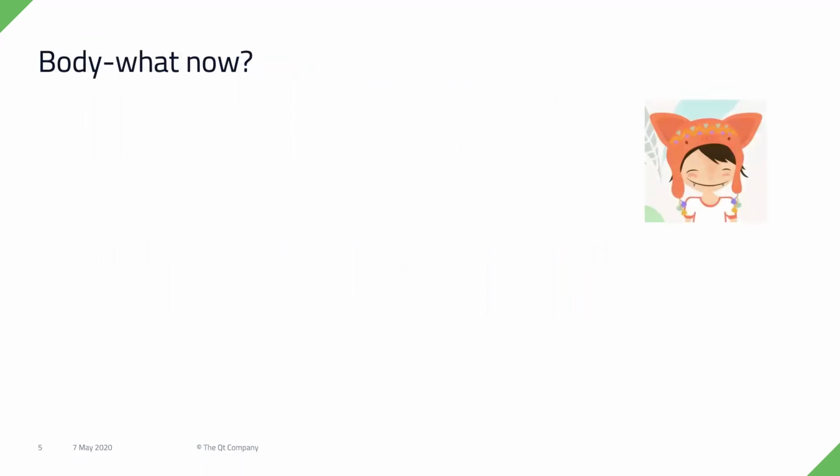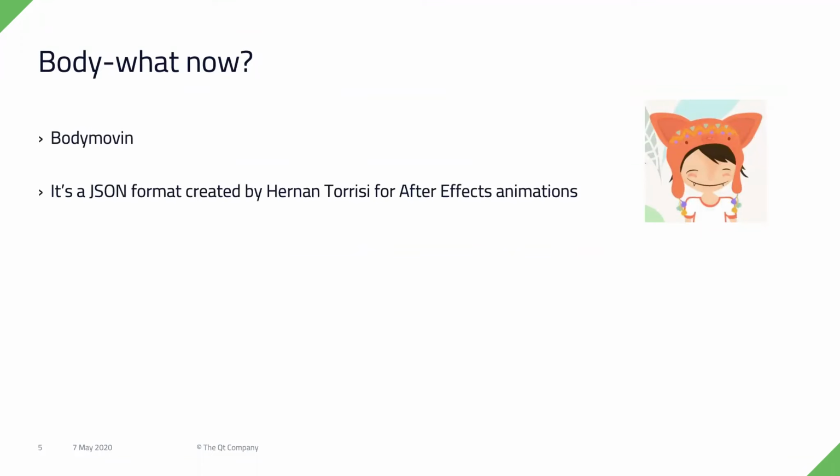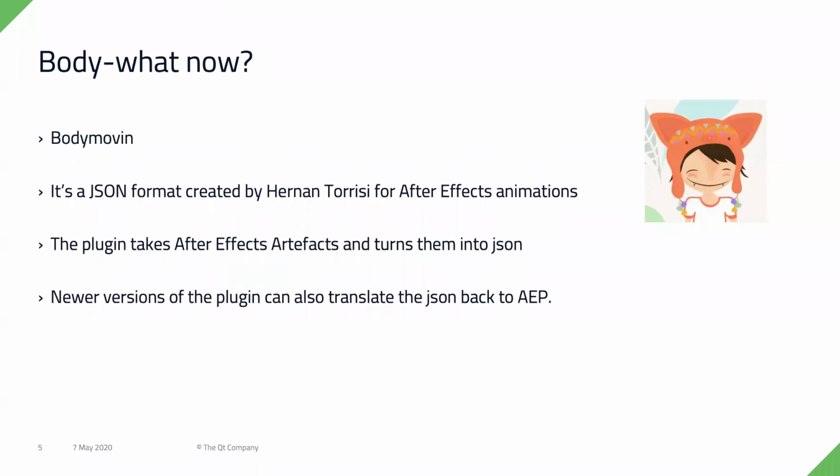So if you're not familiar with Bodymovin, other than the Beastie Boys song, Bodymovin is also a JSON format created by Hernan Torrisi, and it's intended for After Effects animations. It's provided as a plugin which goes with Adobe's After Effects, and then you take your After Effects artifact and it turns it into a JSON format, which is the Bodymovin format. Newer versions of the plugin will also translate that JSON back to an After Effects file if you need to, so that's quite a cool new feature which is available.